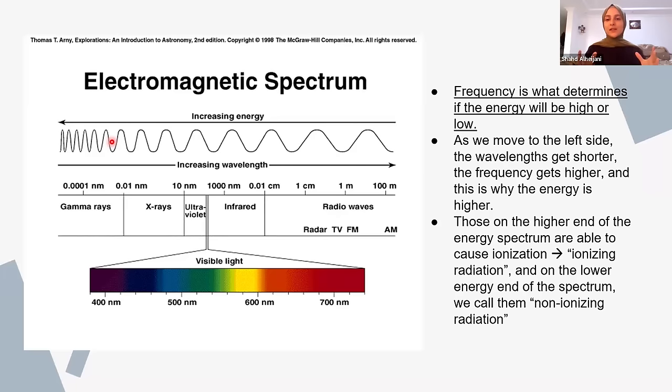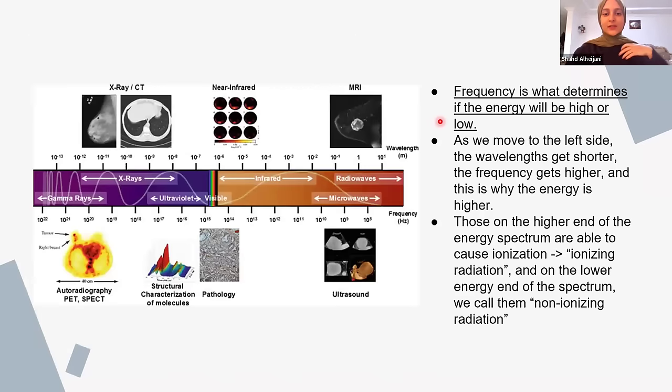Now, when I say ionizing radiation, what modality do you think of? Do you think of, for example, CT or MRI or ultrasound? You can type in the chat. Okay, we got CT, we got MRI. Okay, so, yes, this diagram will clarify it.